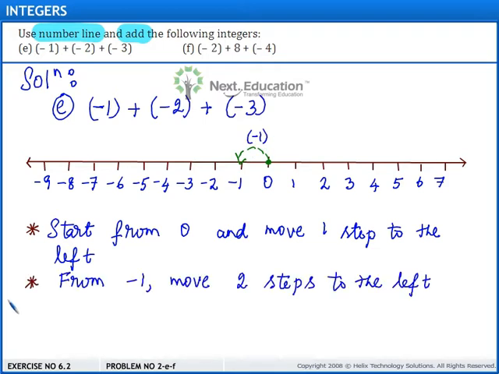We reach -1. The next step would be move 2 steps to the left starting from -1 since we need to add -2 with -1. So let us move 2 steps to the left from -1. 1, 2. So we will reach -3.